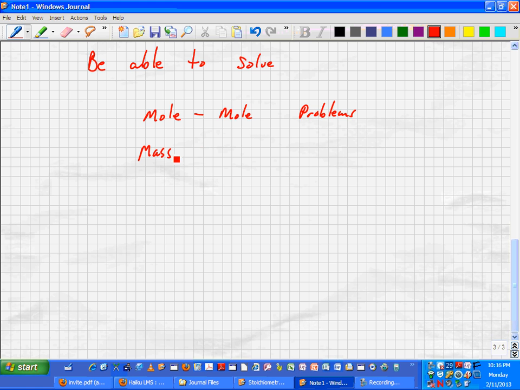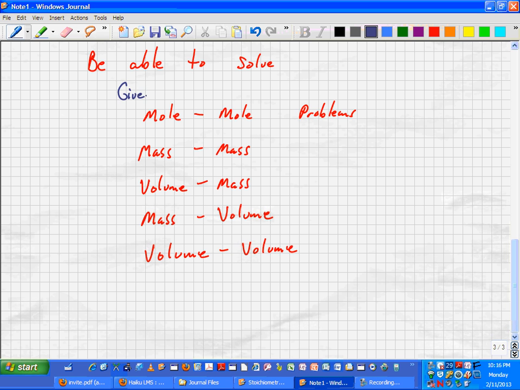Mole-mole, mass, volume mass, mass volume, volume. What do all these mean? Well, what they mean is that in a mass problem, or a mole-mole problem, or any of these problems, this is my given of some material. This is my unknown of some other material in the balanced equation in my reaction.